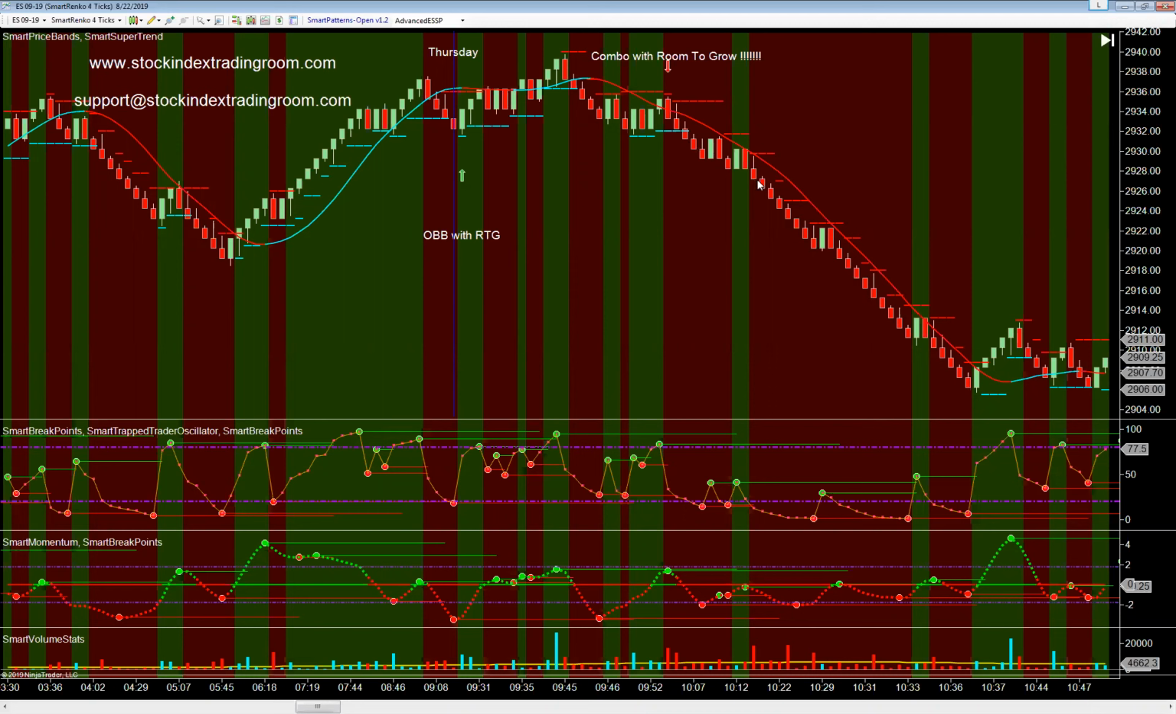But you notice none of these green bars have what? A blue SST Smart Super Trend support line. What does that mean? There's no local support. There's nothing to keep the downside from pushing.